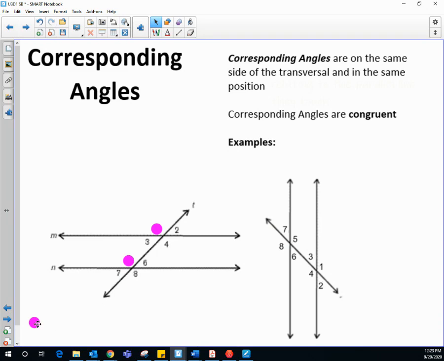So let's look over here, and we can pick a whole other set. If I pick angle 8, I need something that's on the same side of the transversal, so I'm either looking at 6, 4, or 2. But it has to be in the same position to the parallel line. This one seems to be to the left of the parallel line, so I'm going to find the other parallel line, go to the left. Those 2 angles would be corresponding angles, and they are congruent to each other. So again, in your notebook, see if you can identify another set of corresponding angles.